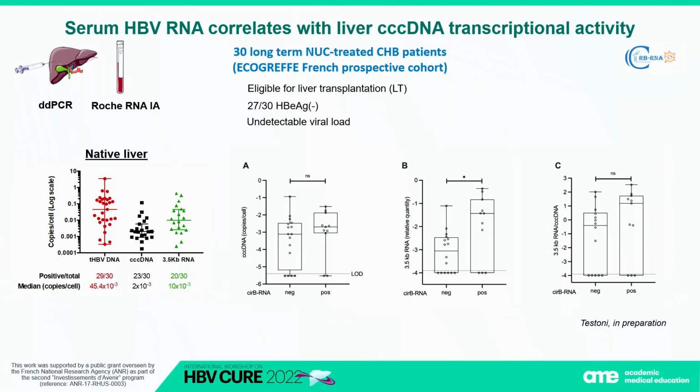Moreover, the same results were obtained in a cohort of long-term NUC-treated patients that were eligible for liver transplantation and had undetectable viral load. So all these patients had a positive detection of HBV RNA in the native liver, even if at very, very low levels. And the patients who had a positive serum HBV RNA quantification had higher cccDNA transcriptional activity in the liver.